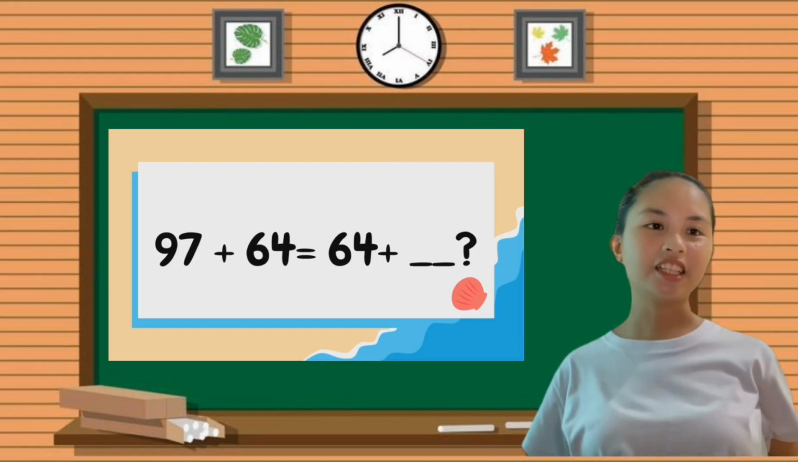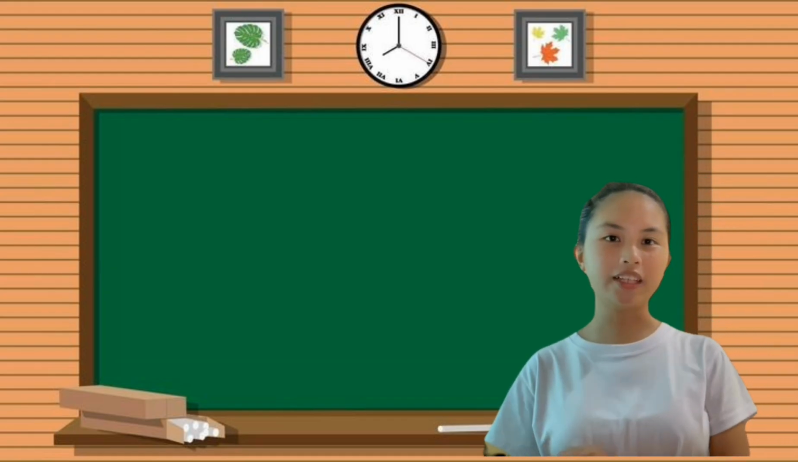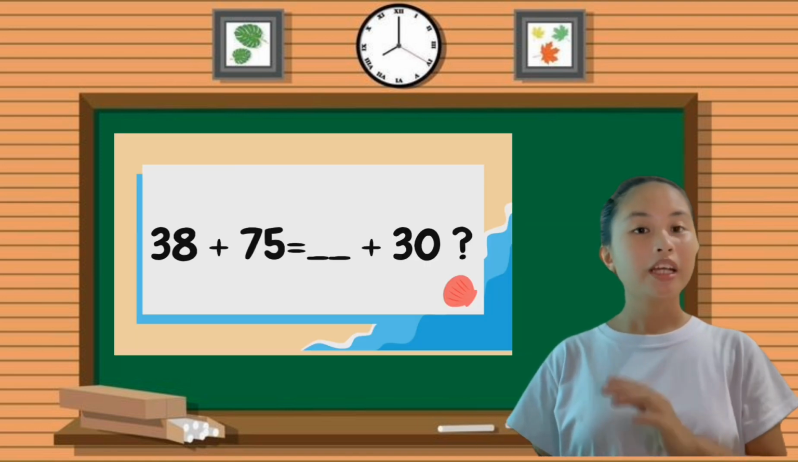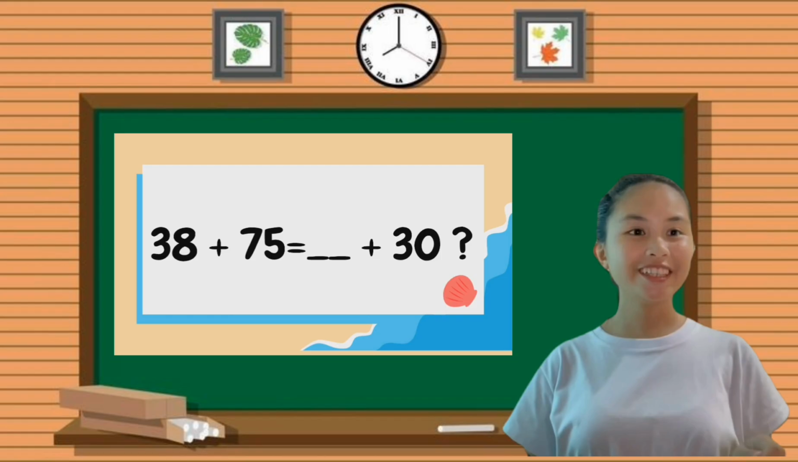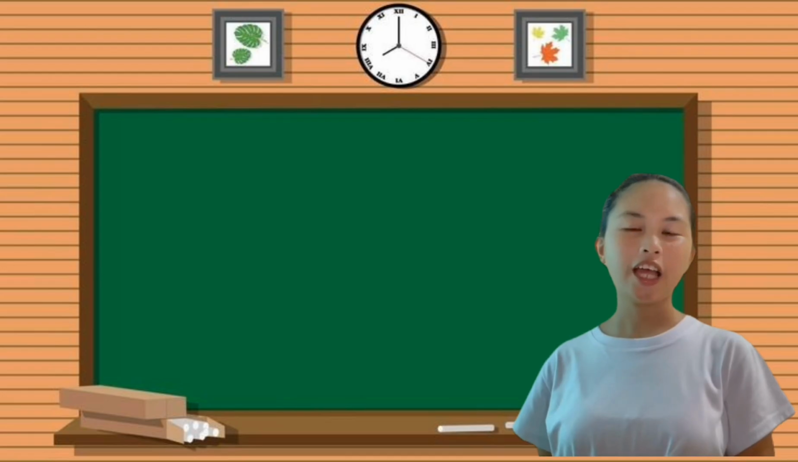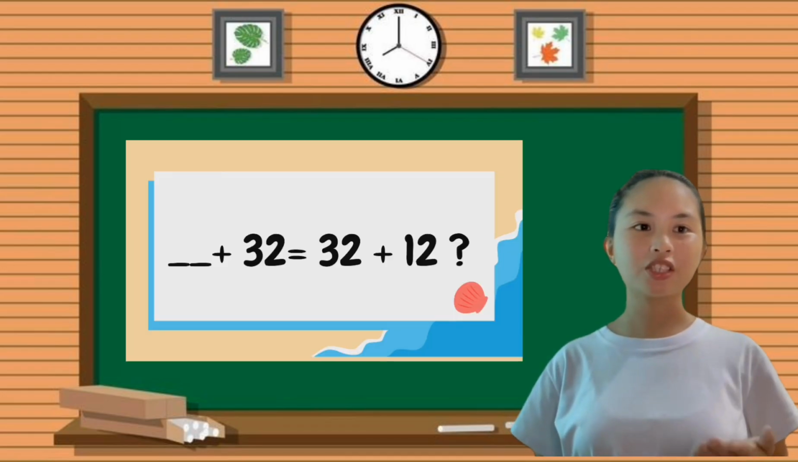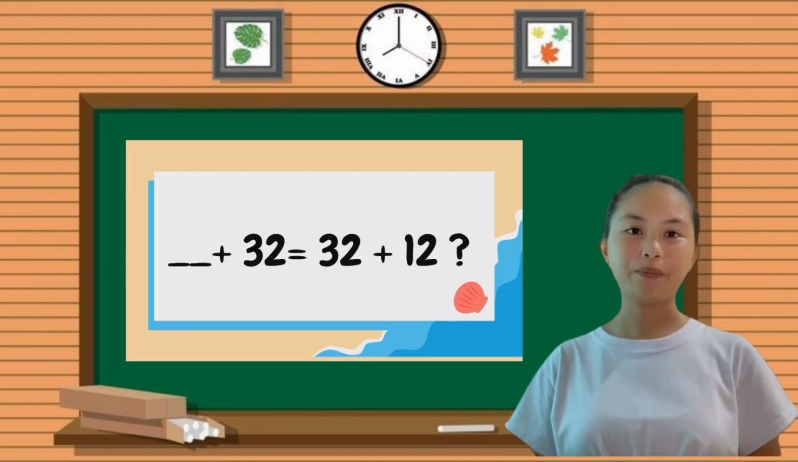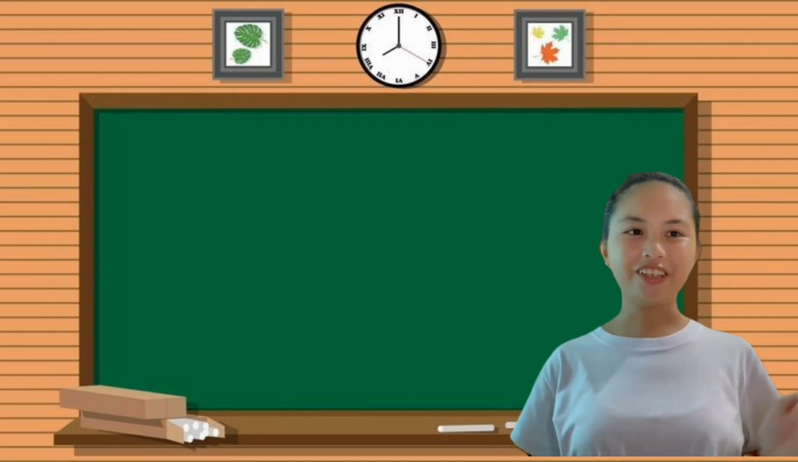Yes, it's 97. So another one. 38 plus 75 is equal to blank plus 38. Yes, 75. Good job. Okay, another one. Blank plus 32 is equal to 32 plus 12. What is the answer? Very good.